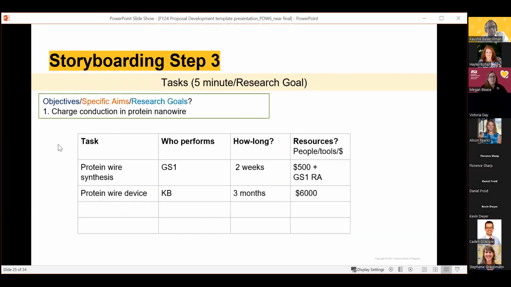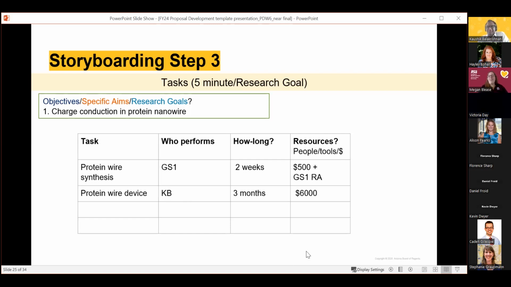So you can see this, you'll want to chart conduction in protein nanowire. There are specific tasks, both of these are included. So the protein wire synthesis that a graduate student can do in 2 weeks. But then there's also the protein wire device that Kaushik, who's the expert, is going to do in 3 months, and it's going to cost $6,000.